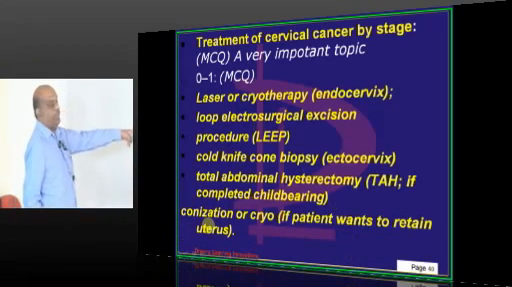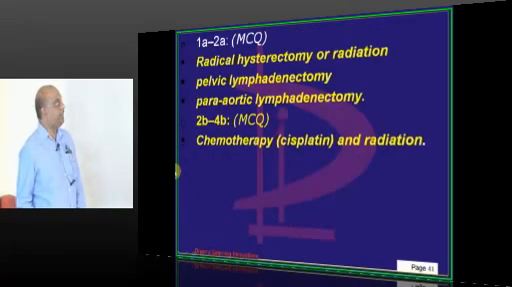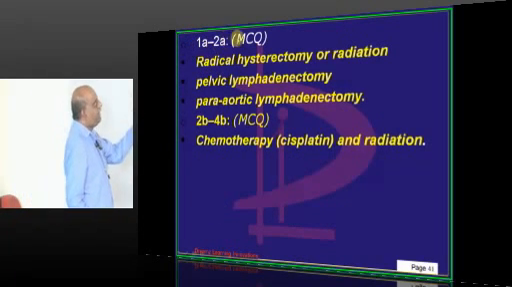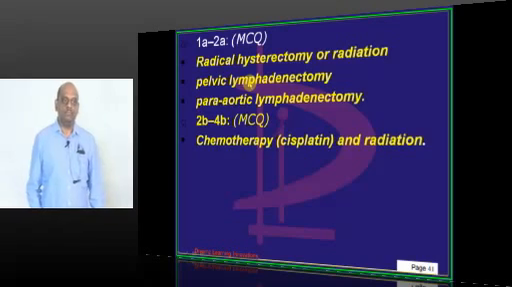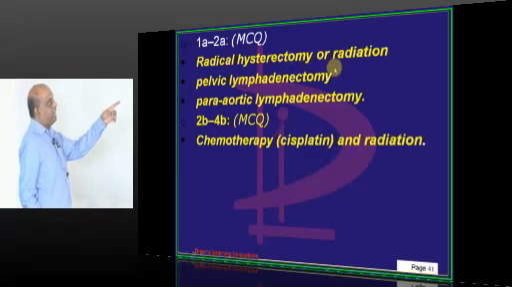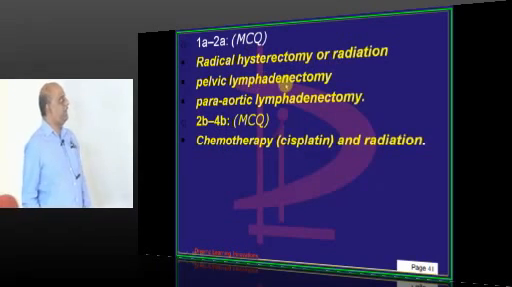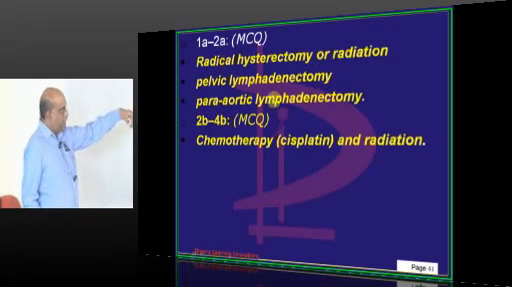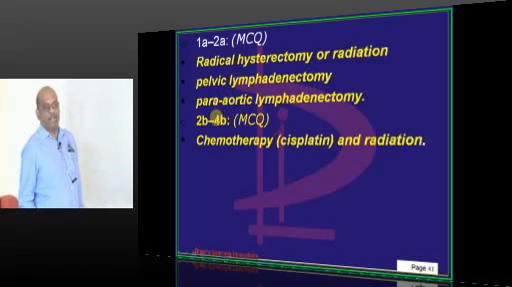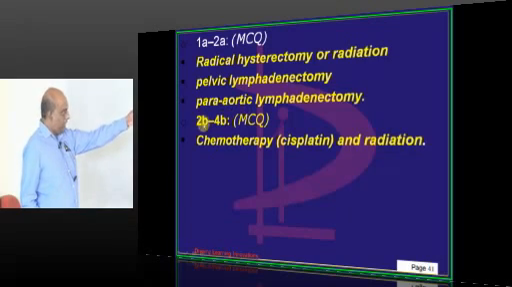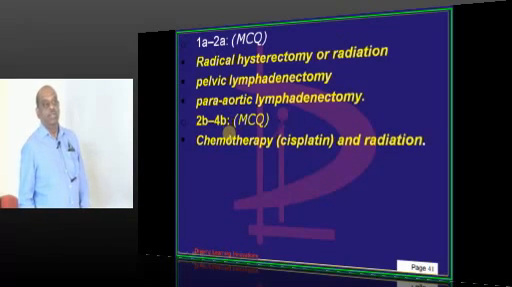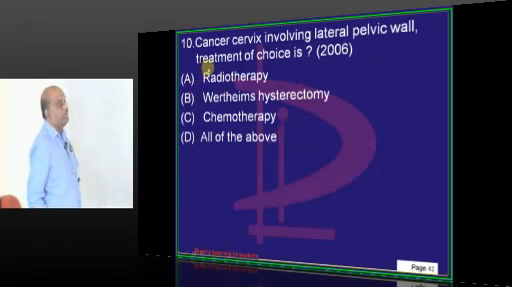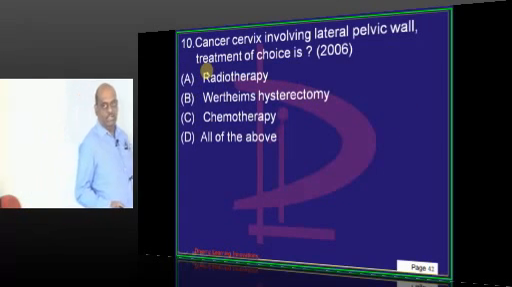So then you will do conization or cryotherapy. If it is stage 1A to 2A, then radical hysterectomy or radiation with pelvic lymphadenectomy. Then hysterectomy or radiation, then you will do pelvic lymphadenectomy, para-aortic lymphadenectomy. Then 2B to 4B, you will be doing chemotherapy and also give radiation. So that is how you classify by stage.